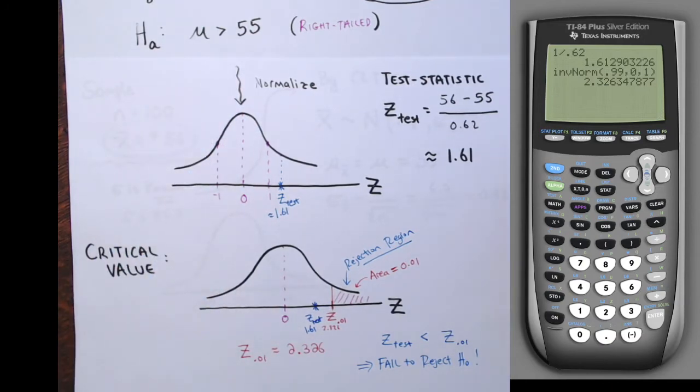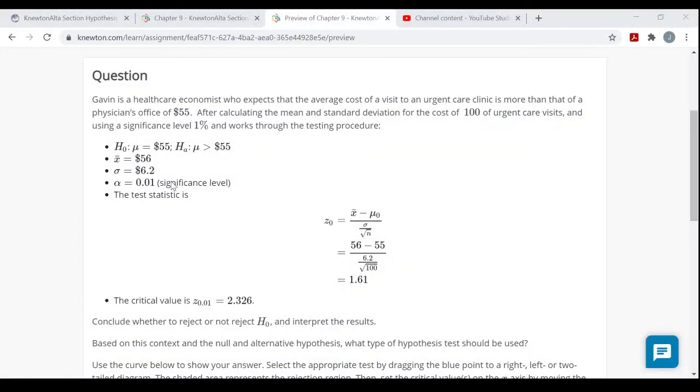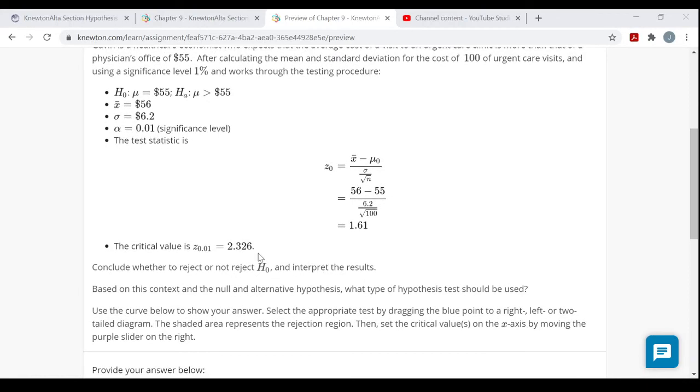All right, so back on the website though. See, they went through all that. They told us the hypotheses, sample information. Sigma is known here. They gave us the significance level. They even went through and found the test statistic for us, 1.61 as I mentioned. And they found the critical value, that z-score with 1% above it, 2.326, as I mentioned from the calculator.